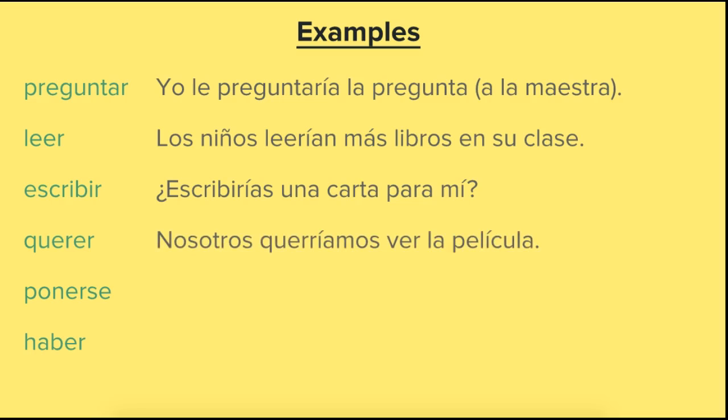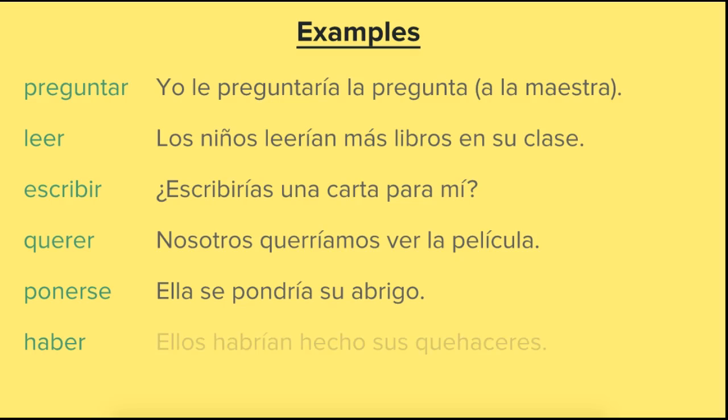Using the verb querer, nosotros querríamos ver la película. We would want to see the movie. Using the verb ponerse, ella se pondría su abrigo. She would put on her coat. And the last one, haber, our example, ellos habrían hecho sus quehaceres. They would have done their chores.